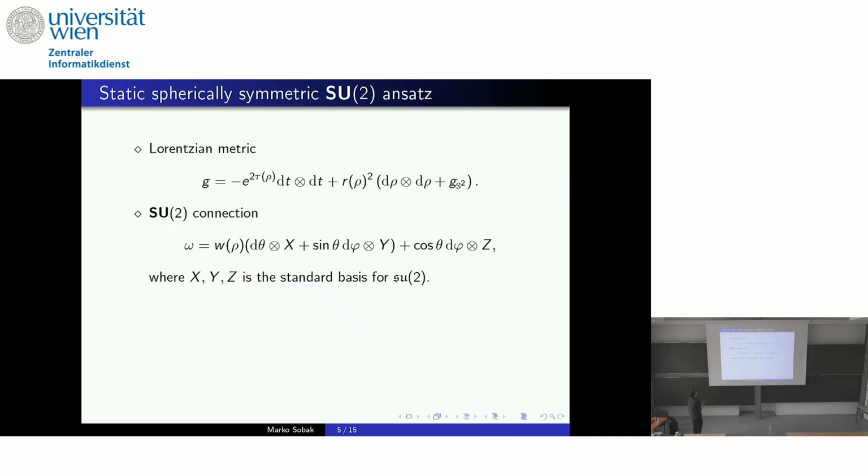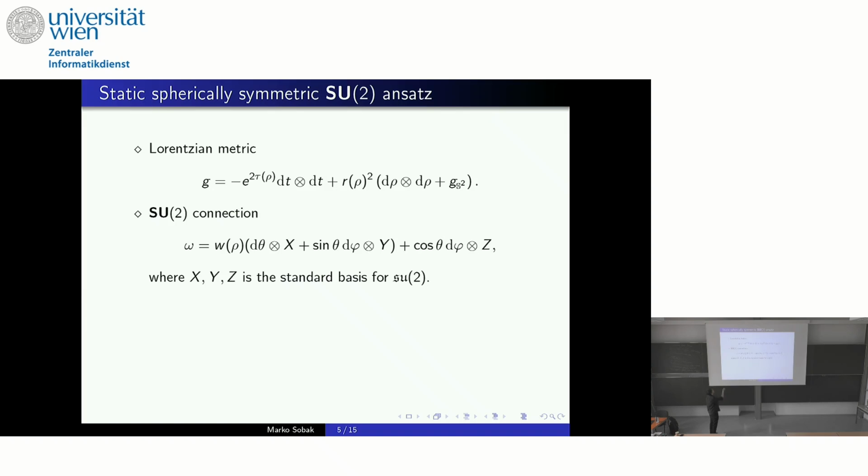I should mention that even if you choose your gauge group to be SU2, this is not the most general ansatz for the connection that you can have. But in some sense, you can do a lot of reduction and show that this is the most general interesting one. Everything else doesn't lead to anything spectacular.